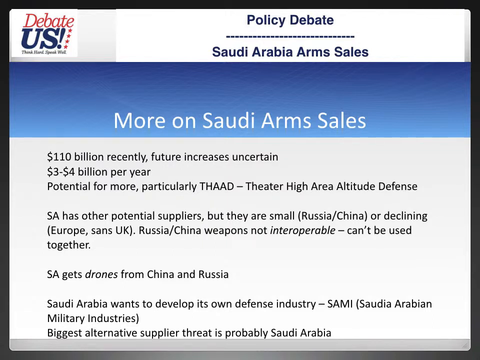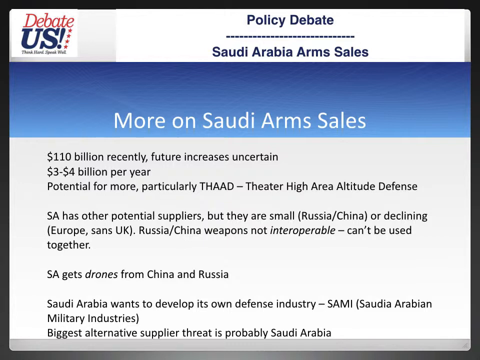That could increase a bit because the United States has also basically agreed to sell Theater High Altitude Area Defense, which is a missile defense system. There will also be a separate case about Saudi Arabia. We've decided to sell this weapon, so that could increase a little bit. It is important to note that Saudi Arabia has other potential suppliers, but they are quite small. Russia supplies them some weapons, China supplies them weapons.